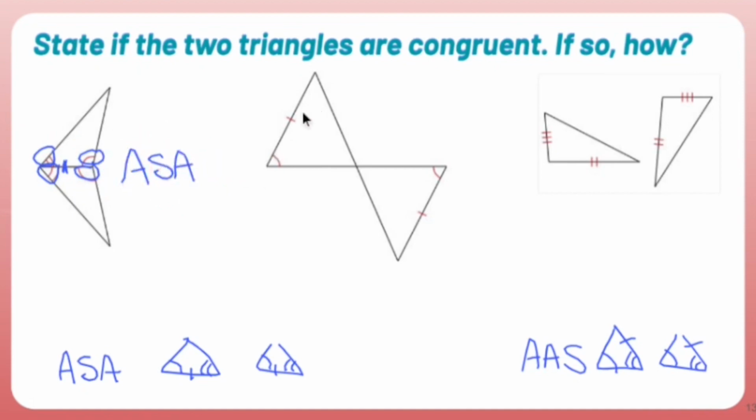What do I have over here? I have a side, I have a side, I have an angle, I have an angle. No other pictures. I don't have an included side. Oh, but you know what I have? Vertical angles. So I have angle, angle, not included side, angle, angle, not included side, AAS.